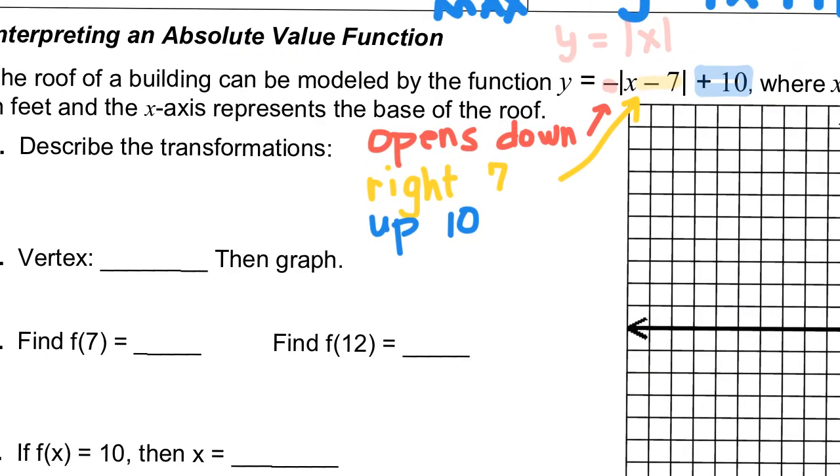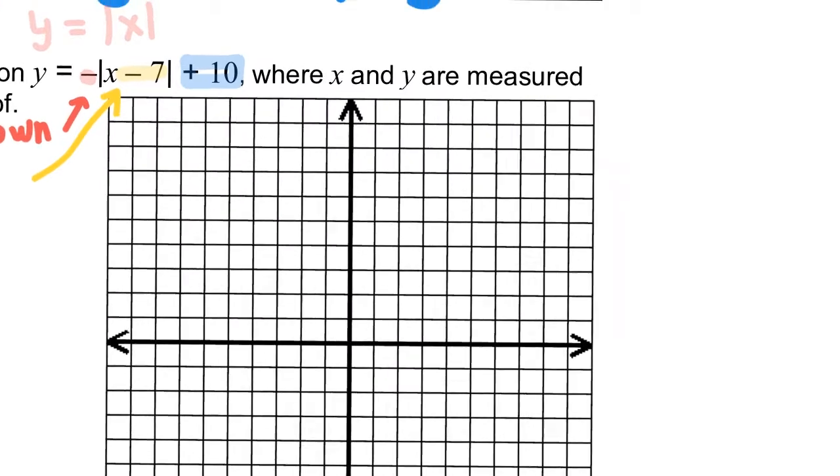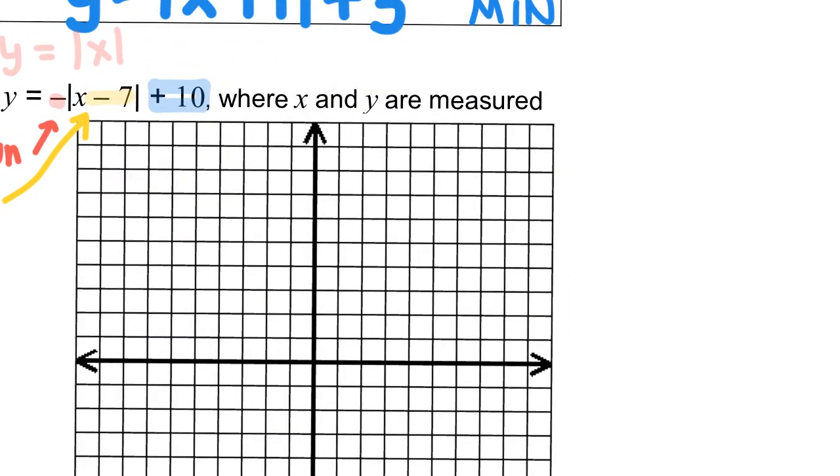Looking at the equation, since we went right 7, that would be a +7. Since we went up 10, that would be a +10. And since it opens downward, we know that this is going to be a maximum value. So we'll go to our graph. We'll go to the point 7, 10, which is located right here.